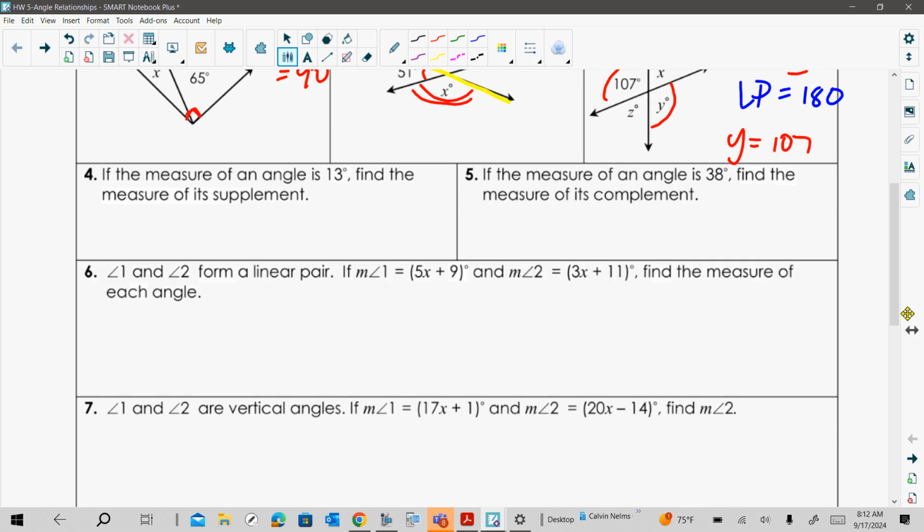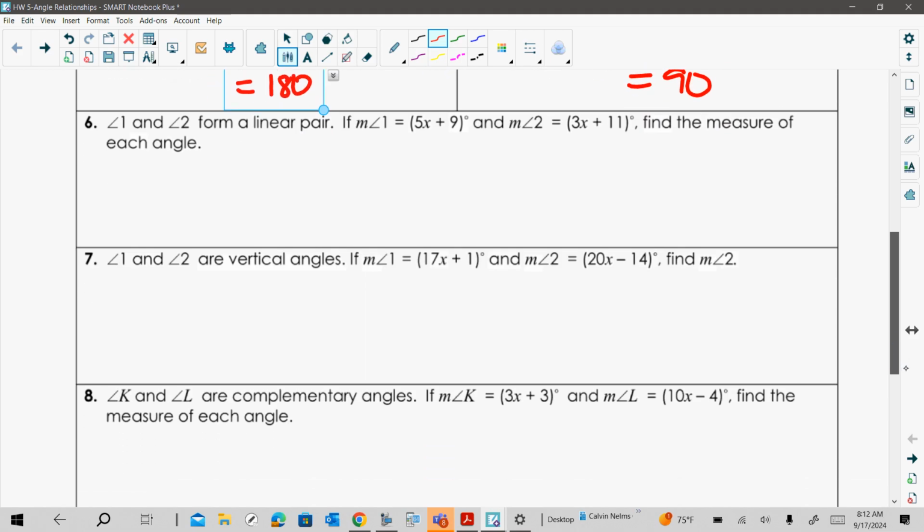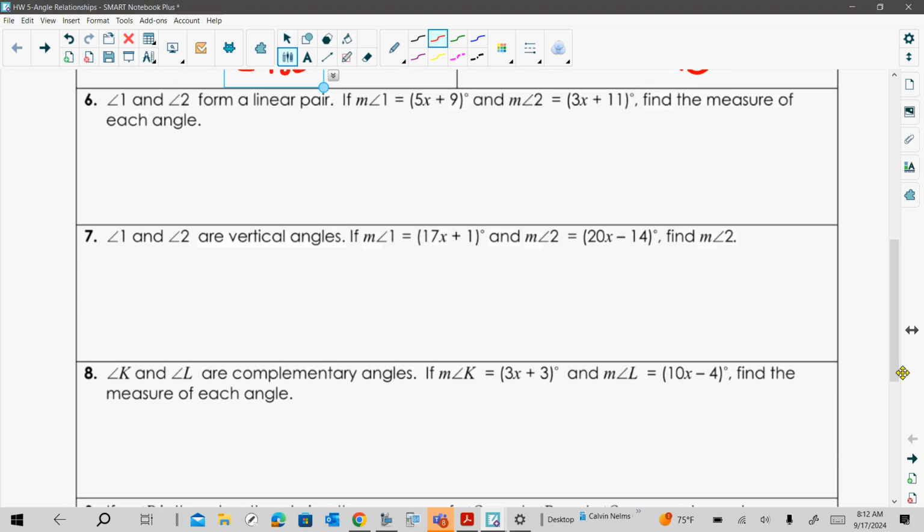All right, and then on 4, right there, it tells you the keyword supplement. So that means it has to have a sum of 180. And right here, keyword complement means it has to have a sum of 90. So then from this point on, now you have algebraic equations that you're going to have to write using the key information. So on number 2, what's the keyword?